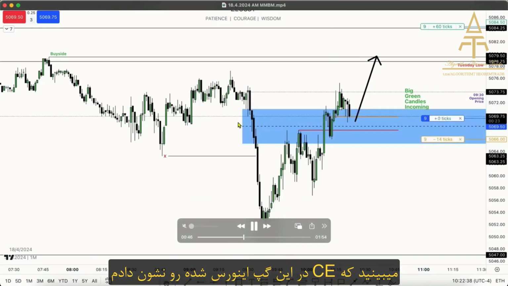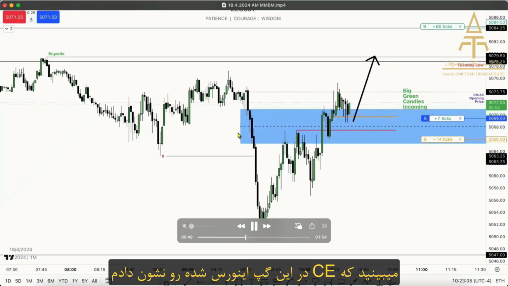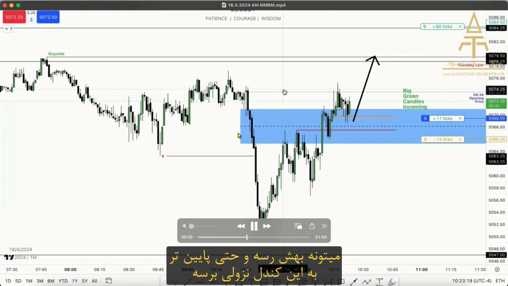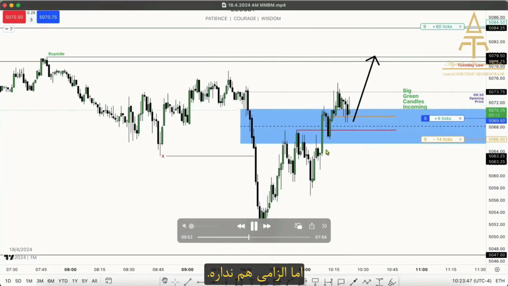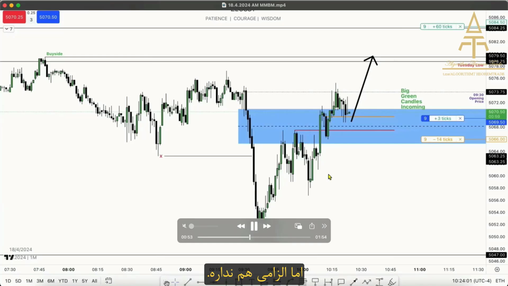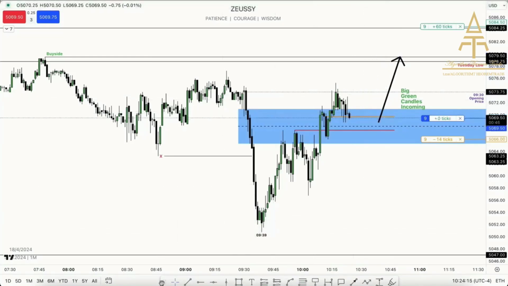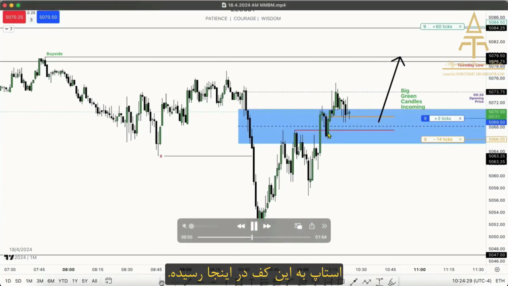As you can see, I have annotated the CE of that blue box now, of that inversion fair value gap. Price could potentially trade into that and deeper into this down close candle, but it doesn't have to eventually. Again, the stop is drilled to the low right here.